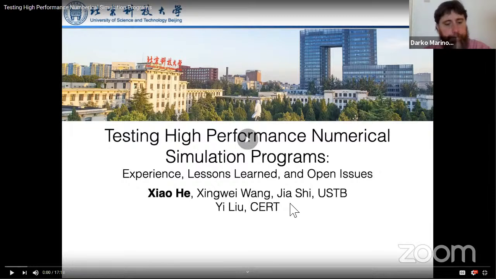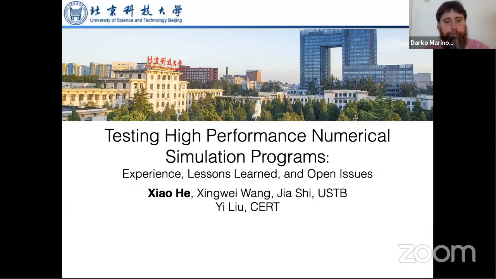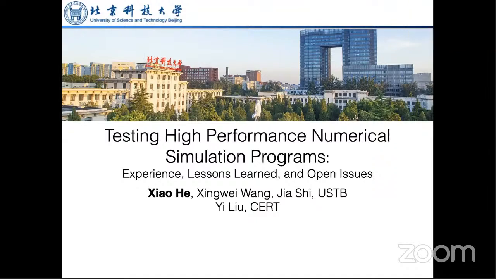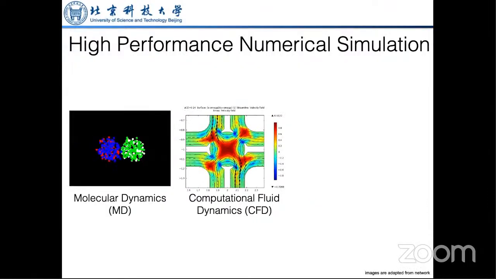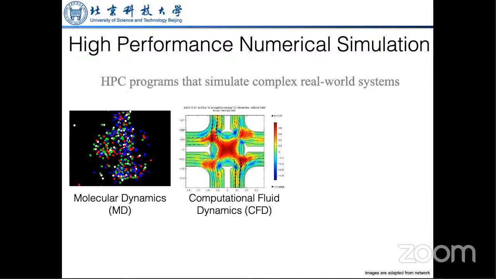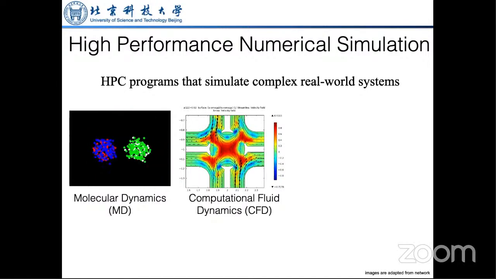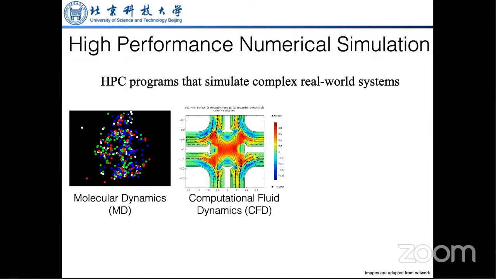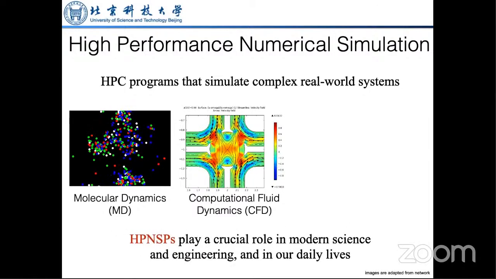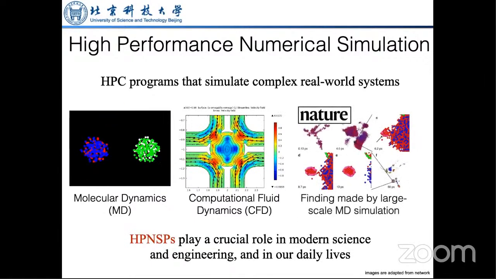Thank you. Hello, everyone. I'm Xiao. I'm very glad to present our paper, Testing High-Performance Numerical Simulation Programs, Experience, Lessons Learned, and Open Issues. This paper focuses on the testing of a particular sort of programs named high-performance numerical simulation programs. These programs are used to simulate complex real-world systems on high-performance computers according to mathematical and physical models. They play a crucial role in modern science and engineering.